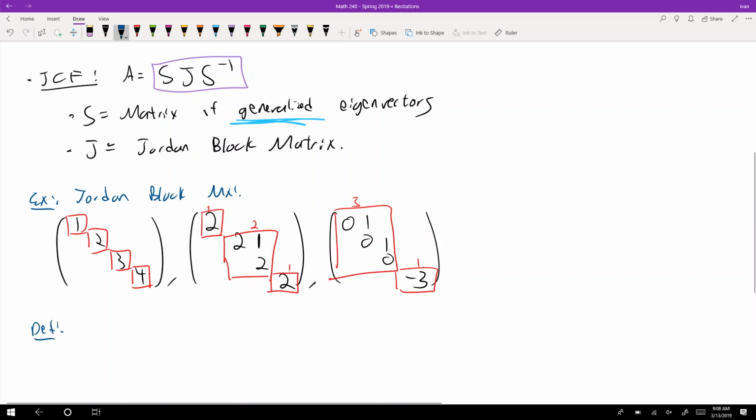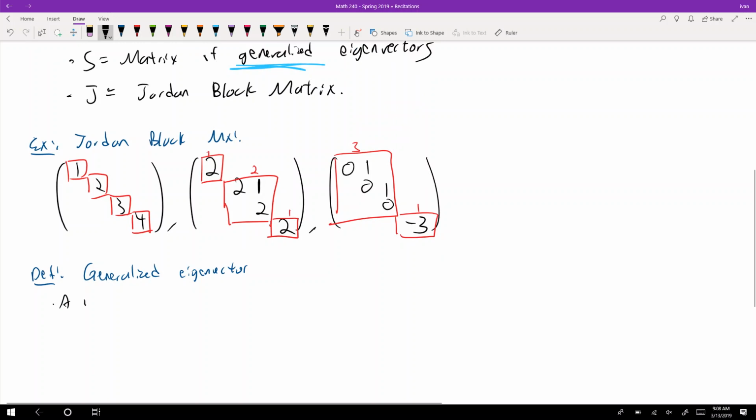So now that we've gotten Jordan blocks out of the way, they're the more simple ones, I would say, of the concepts here. Let's talk about what a generalized eigenvector is. A generalized eigenvector is the following: it's a vector v such that (A - λI) raised to some power p times v is equal to the 0 vector.